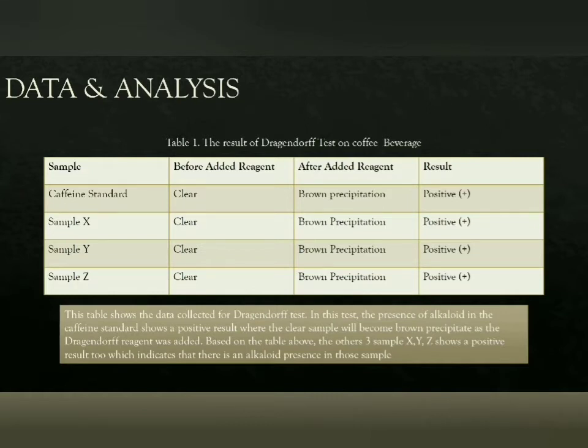Based on the table above, the other three samples X, Y, and Z show a positive result too, which indicates that there is an alkaloid presence in those samples.